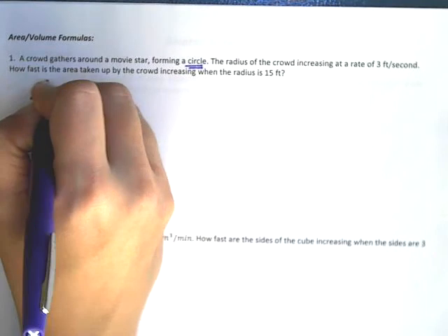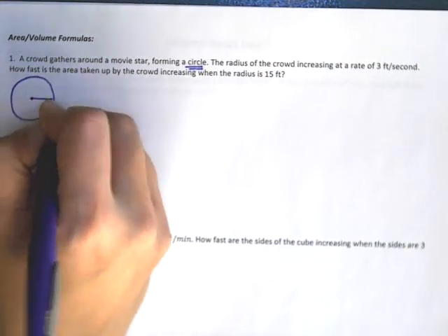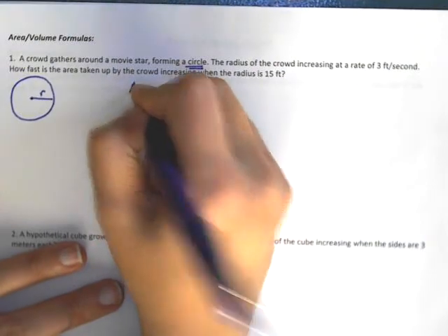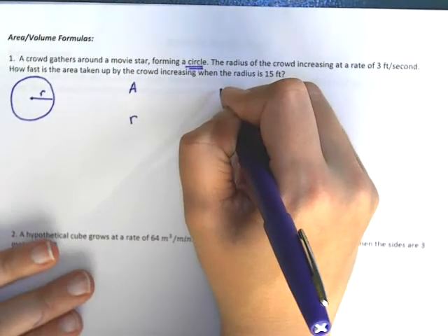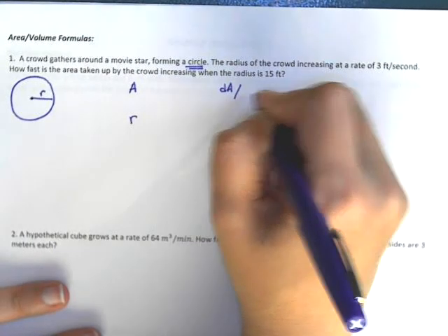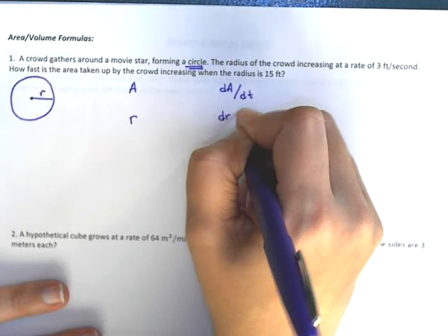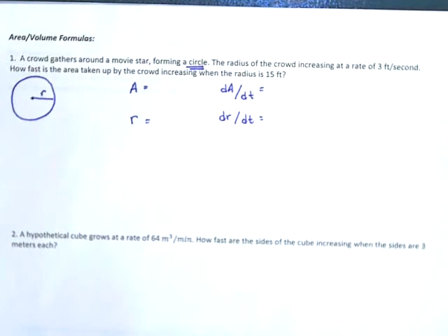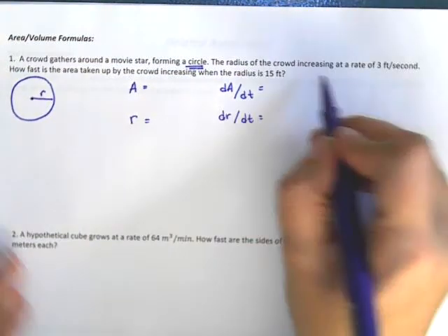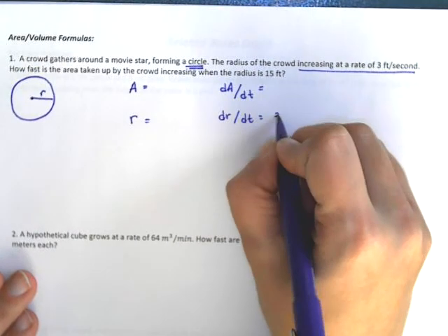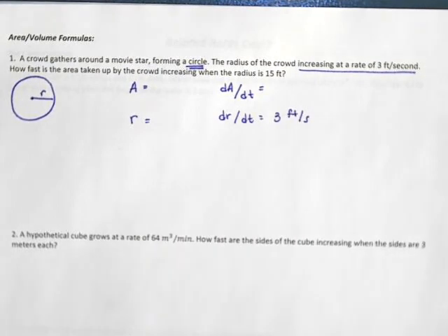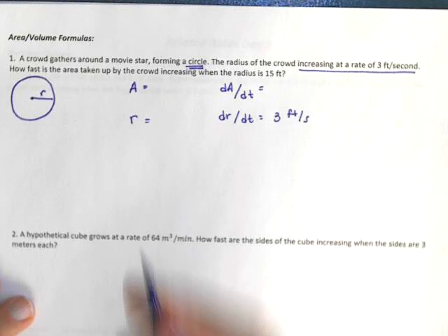Remember, this crowd is forming a circle. So if we draw a circle and we label the R, it is getting bigger, therefore the area is getting bigger. So because I'm going to be measuring the area, and I've got the radius as a variable in the problem, I would list dA dt and dr dt and A and r as my variables. Now it says that the radius of the crowd is increasing at a rate of 3 feet per second. So 3 feet per second. How fast is the area taken up by the crowd increasing when the radius is 15 feet?